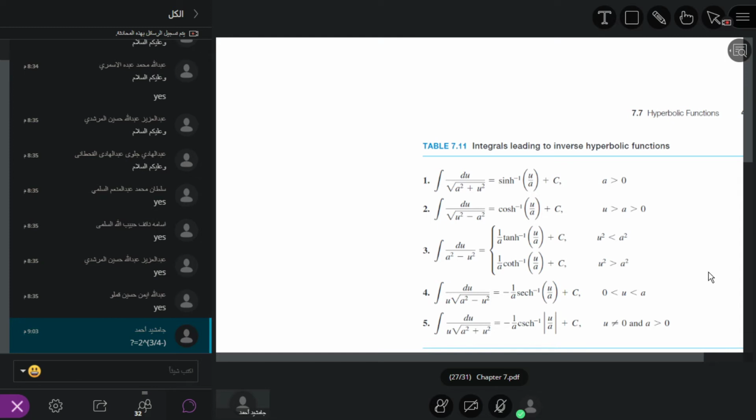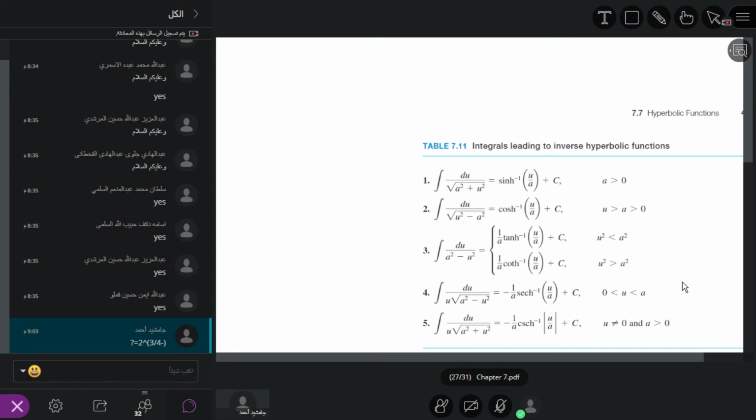1 plus 9 by 16 is equal to 25 by 16. So here 9 by 16 plus 1 is 25 by 16. Now we take square root on both sides.